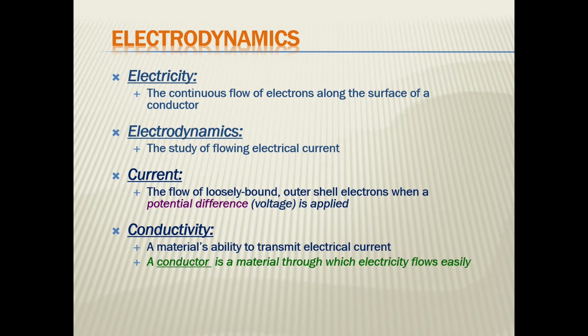Conductivity is the material's ability to transmit electrical current. A conductor transmits electrical current easily because that conductor will have loosely bound electrons in the valence shell of the atoms that make up the material. Said in another way, the electrons are free to move easily through the material.